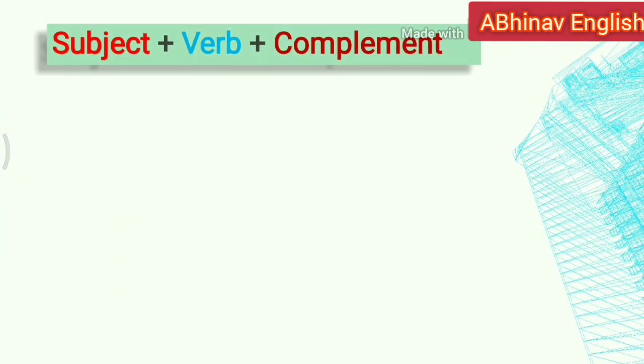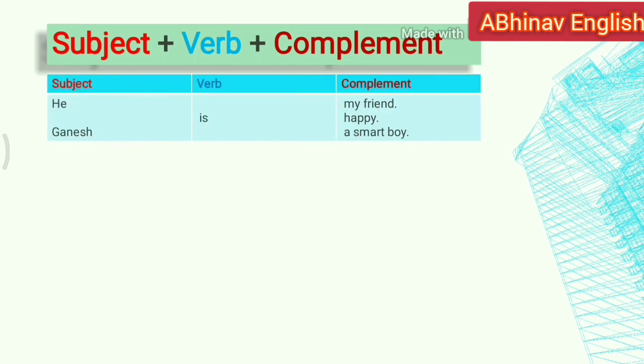What is this complement? You will see complement is a word that gives extra information about the subject. You can make a sentence here, he is my friend. My friend, this phrase gives you extra information, who is he. Ganesh is a smart boy. A smart boy, this phrase gives you extra information about the subject Ganesh. So complement plays the function of giving information about the subject. So complement is a modifier for the subject.